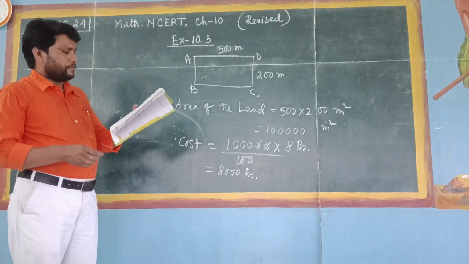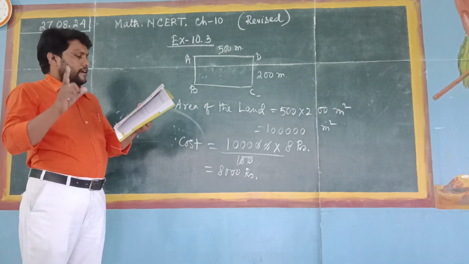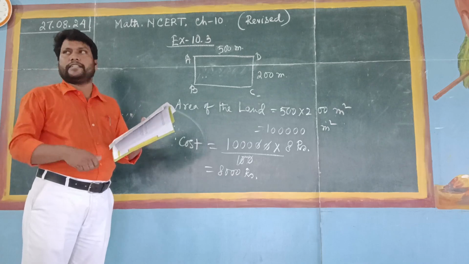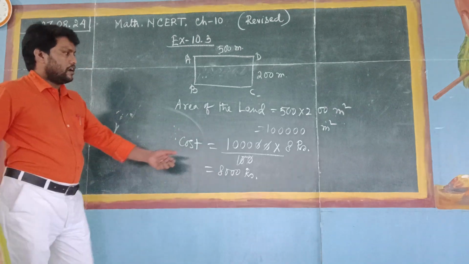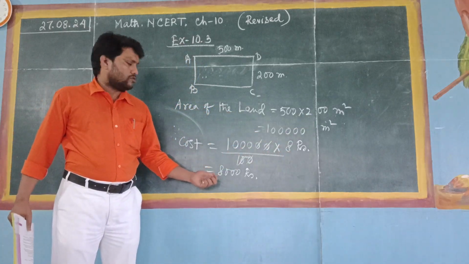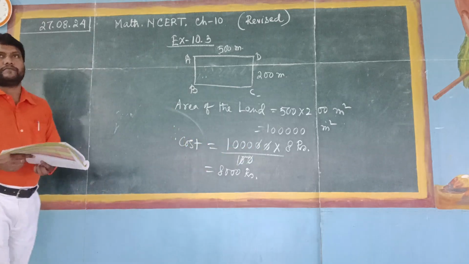Very important. What is the cost of tiling at the rate of rupees 8 per 100 square meter? So I have divided the total area by 100, to see how many 100 square meters there are. 1000 units of 100 square meter.